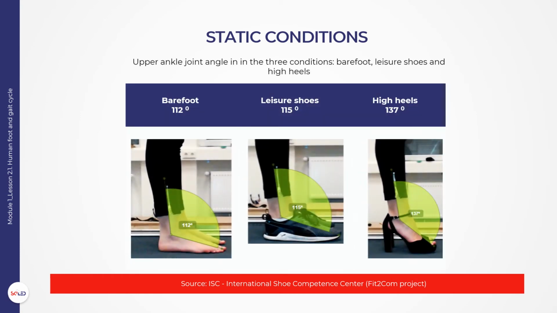The pressure determined by the weight of the body is transmitted through the tibia to the astragal, and through it a part of the loads is distributed on the calcaneus and another part on the scaphoid and cuboid to the heads of the metatarsals 1 and 5. During standing, kinematic parameters, such as the angles of joints, don't change that much. In the case of the average angle of the upper ankle joint, while barefoot standing the angle is 112 degrees, and it increases to 115 degrees or 137 degrees with leisure shoes or high heels.